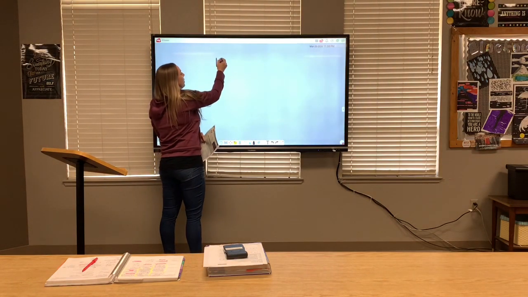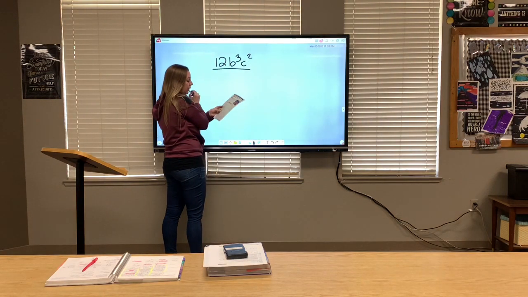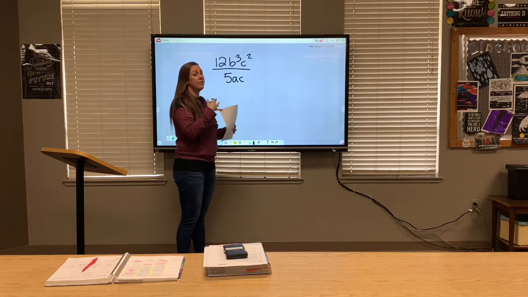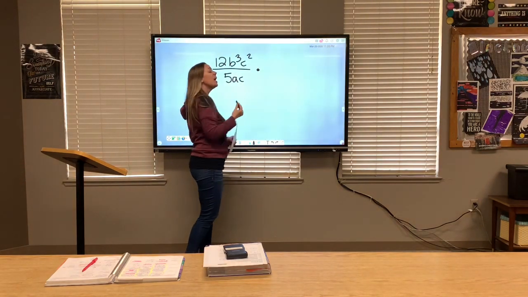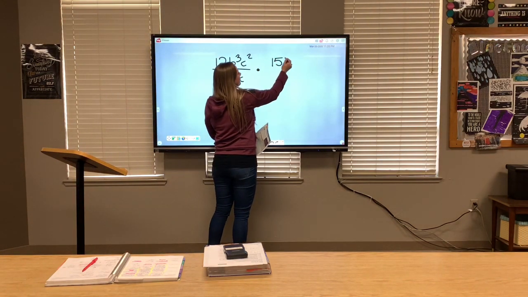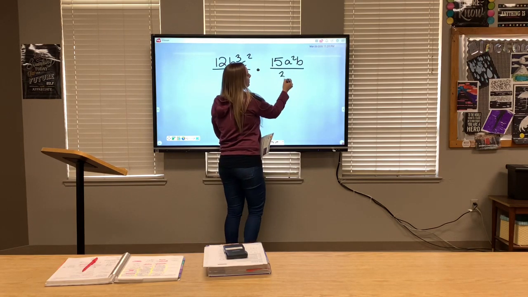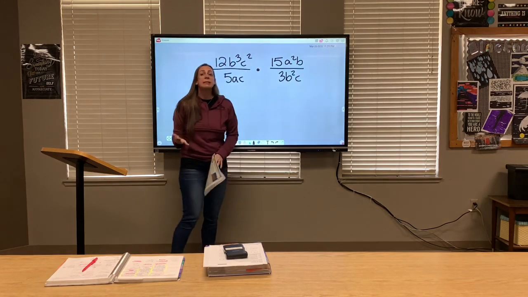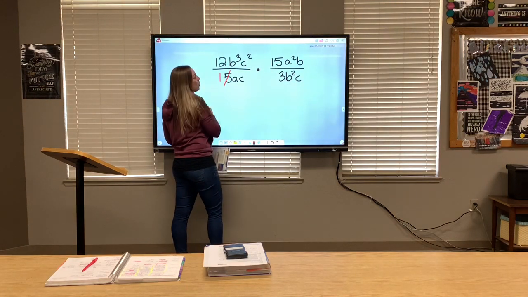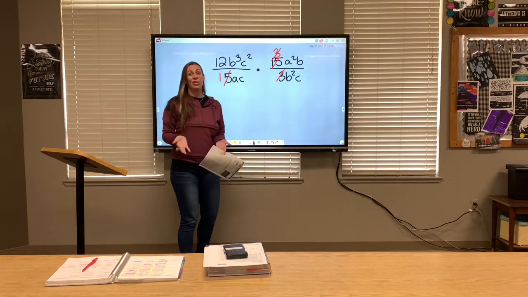So again, out of your book, I have 12 b cubed c squared over 5ac. Remember, anything on top can simplify with anything on bottom. Okay, so I'm going to go ahead and write the problem first, and then we'll work with the things that we can simplify. Then I have 15 a squared b over 3 b squared c. So let's see what we can do. I know right here this 5 can become a 1 and this can become a 3. However, let's look at that 3 and 3. They can cancel each other out too.